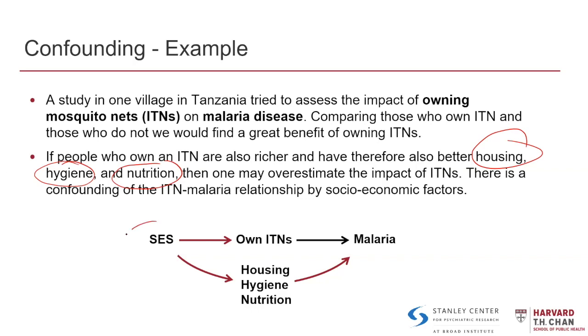So if we take socioeconomic status, which is associated with our exposure of interest, owning a net, it's also associated with our outcome of interest by way of having better housing, better hygiene, and better nutrition. We can say that this is a confounded association. What would be the consequence of this? Well, if one would implement a program that provides mosquito nets without addressing the other underlying socioeconomic risk factors, then the impact might be much smaller than expected.